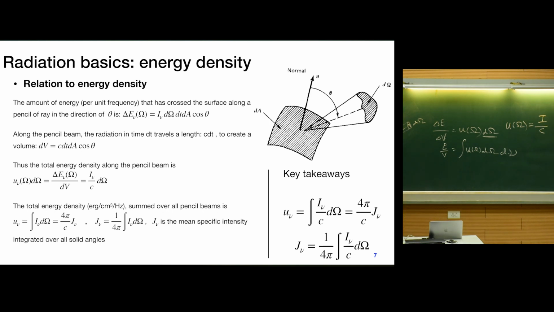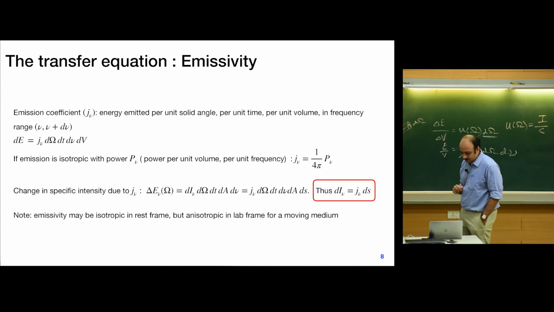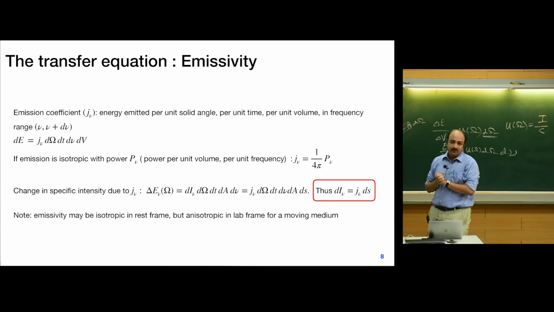This one? Yes. So this is the mean specific intensity. So we are integrating over all solid angles and dividing by 4 pi. If the intensity is isotropic, then this is just u omega is I omega. J nu is I omega. Okay, now with this basic definition set, we can start to derive what is called the radiation transfer equation.